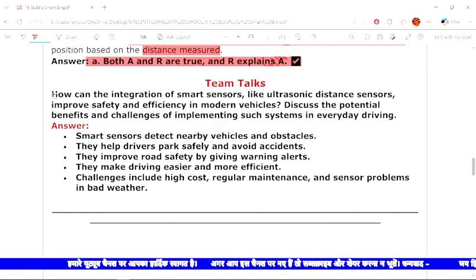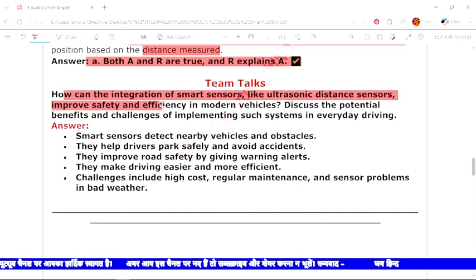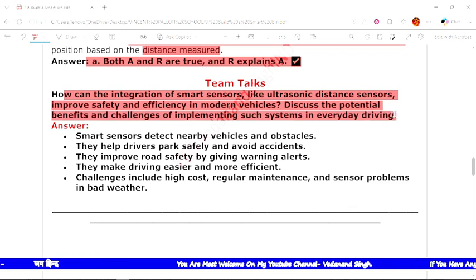Team talk. How can the integration of smart sensors like ultrasonic distance sensors improve safety and efficiency in modern vehicles? Discuss the potential benefits and the challenges of implementing such systems in everyday driving.